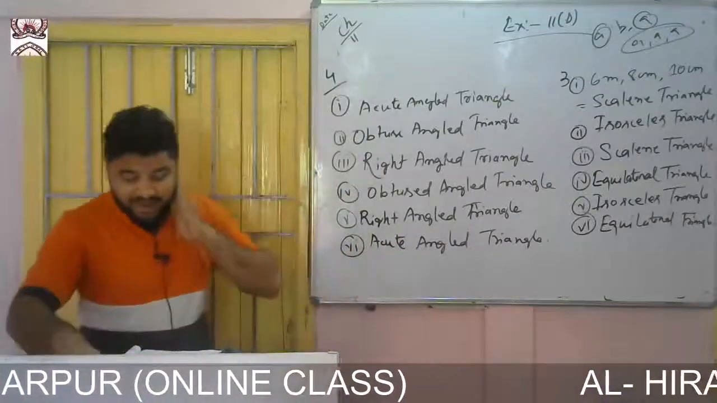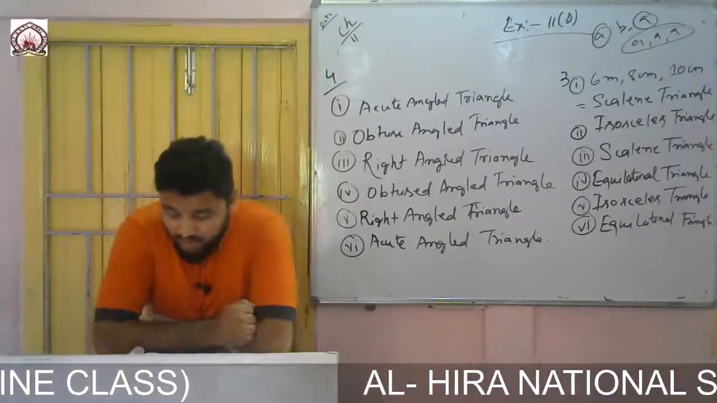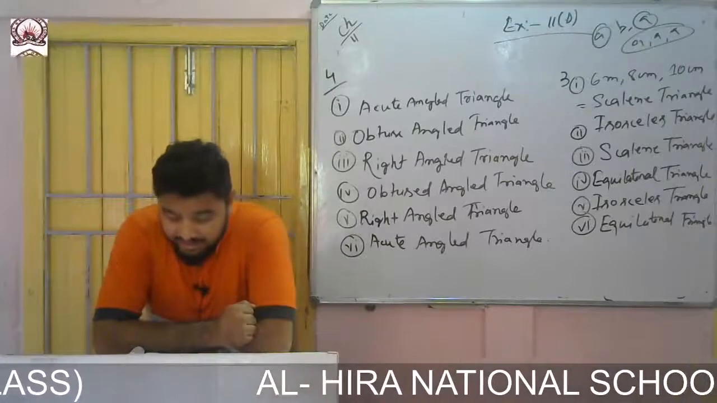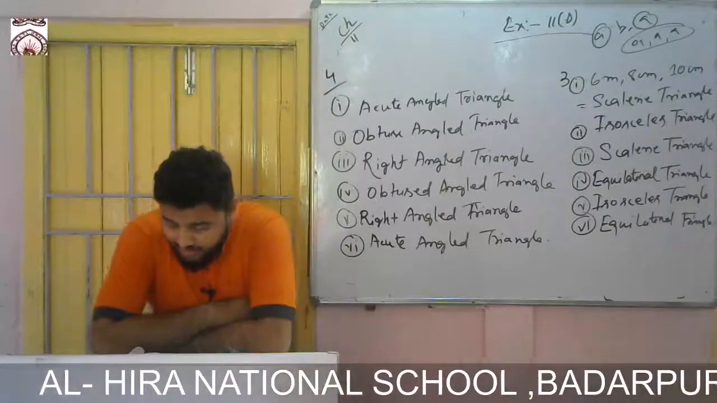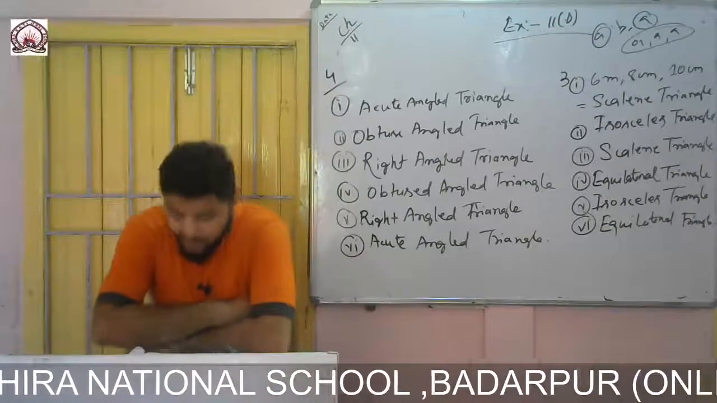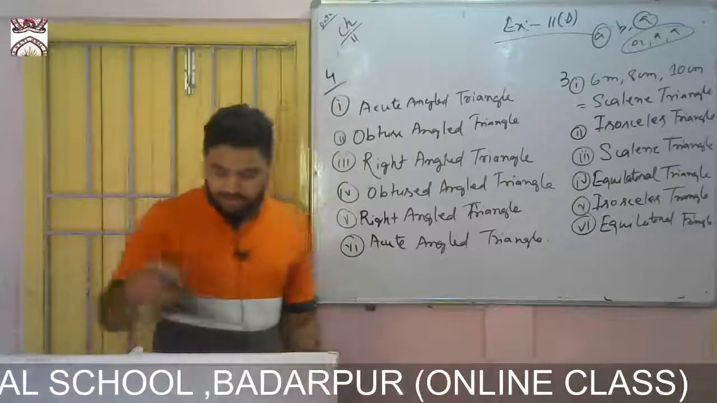Now come to the next question. Study the figure given on the right hand side and answer the following questions. Name the equilateral triangle. Name the isosceles triangle. Name the scalene triangle. That means you have to name the triangles from this given figure. Okay, so let me draw the figure.